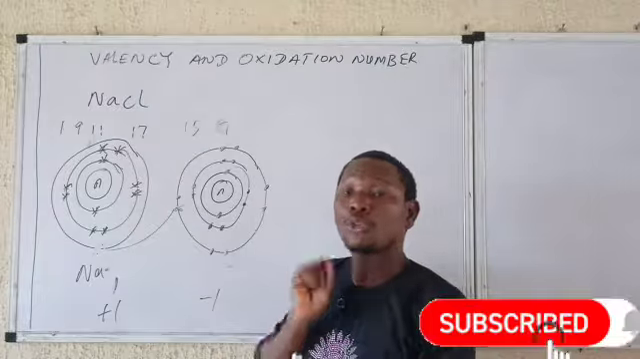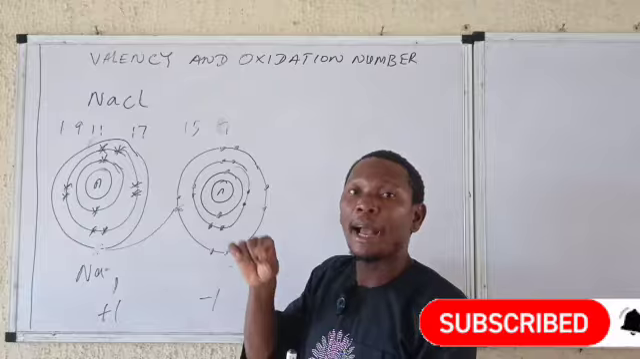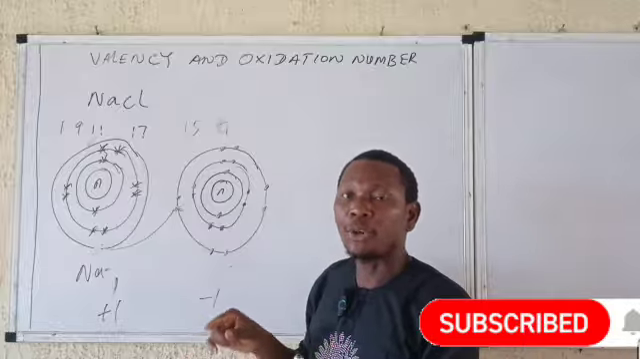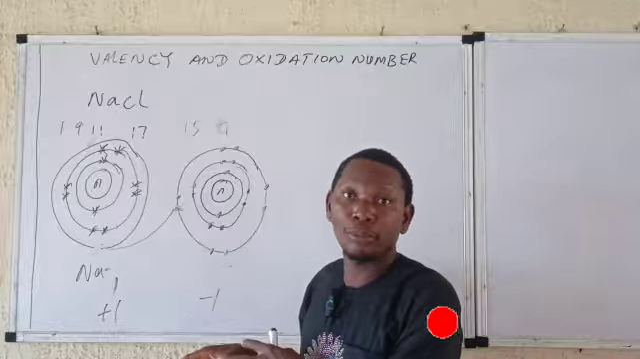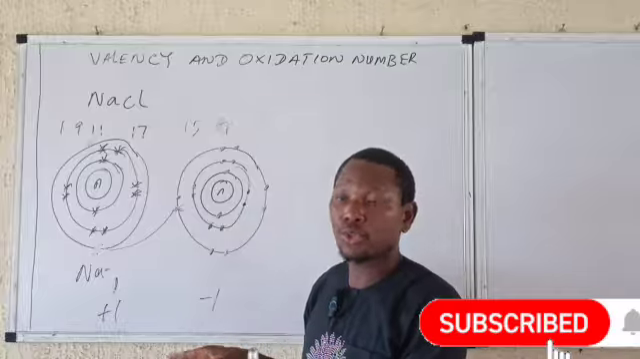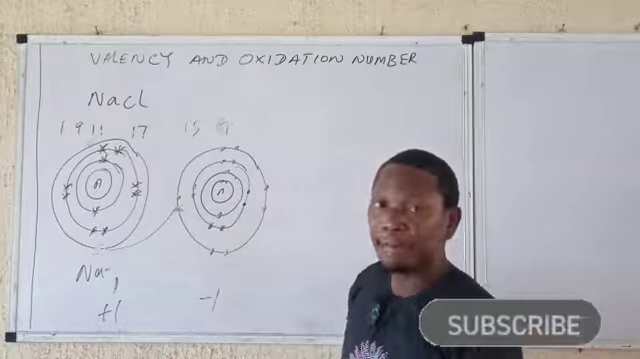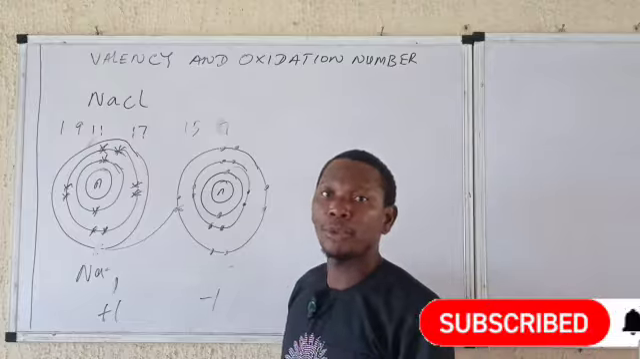Valency is concerned with the number of what? Chemical bond an atom forms with another atom to form a stable electronic structure. Let's quickly clean this and take a look at another example, such as calcium chloride.